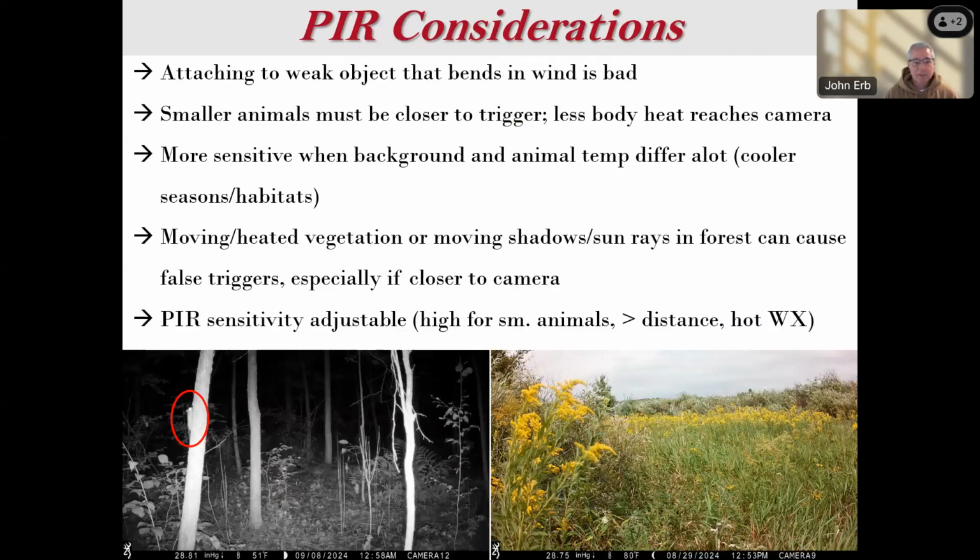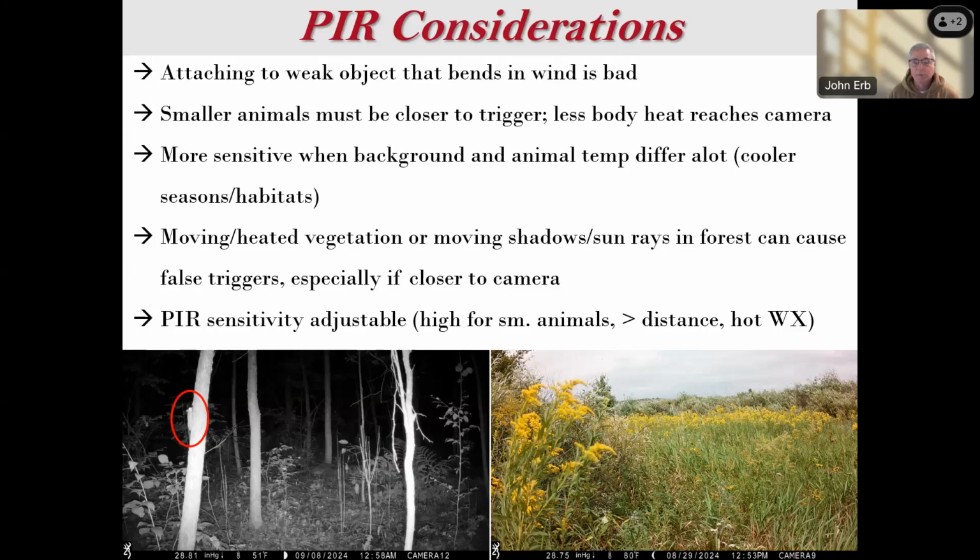Some other considerations when you're putting cameras out, what to think about. Attaching it to a weak object like a very thin tree, a 2-inch diameter tree, which is going to blow in the wind, is now going to cause the camera to move. So it doesn't realize it's moving. All it knows is it's sensing that there's changes in the background, moving heat. So that can create a lot of false triggers. So you generally want to attach your camera to a fairly solid object that's not going to be blowing in the wind itself.